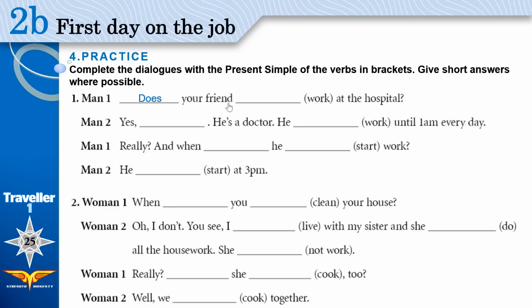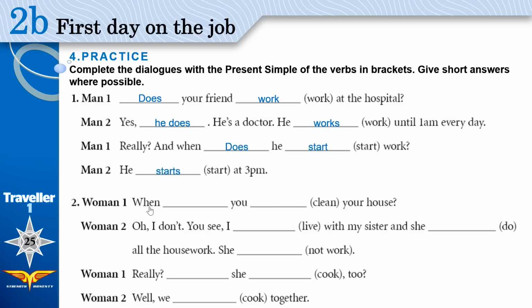Does your friend, does he work? We put work, no S. Why? There is does here. You put does, you don't add S to the verb. Yes, he does. He's a doctor. He, okay, this is the new sentence. Do you see the full stop here? This is a new sentence. Is it affirmative, negative, or a question? It's affirmative. We put the verb and we add S. He works until 1 a.m. every day. Really? And when? Oh, a question. This is a WH question. We need does. When does he start? He starts at 3 p.m.